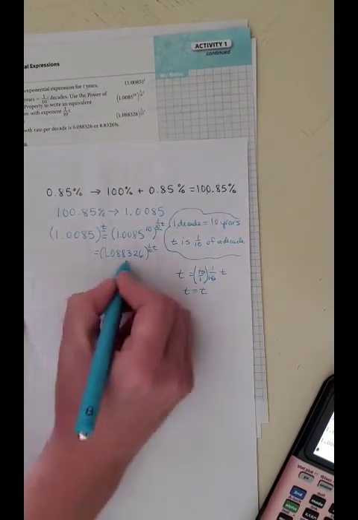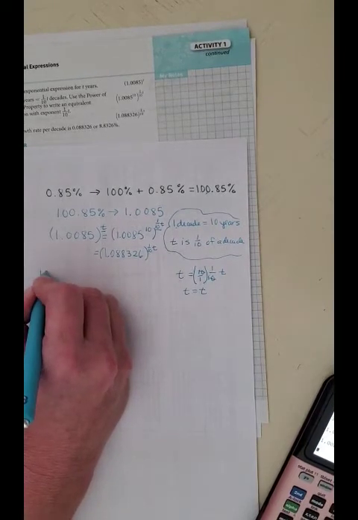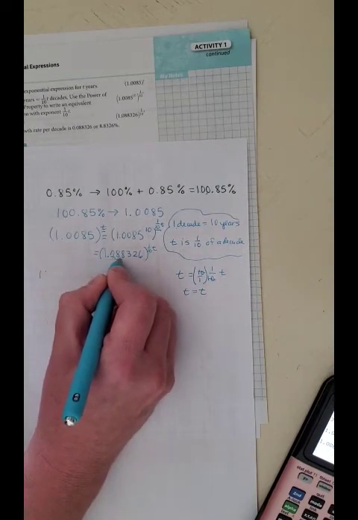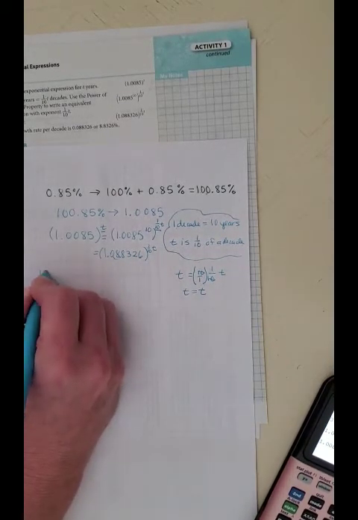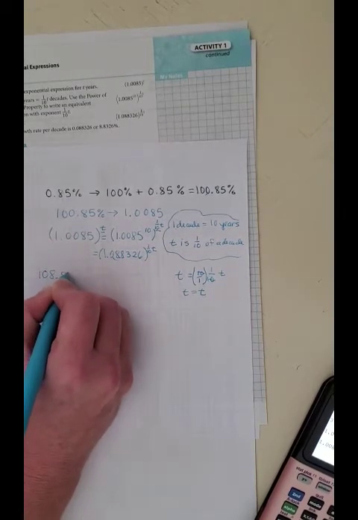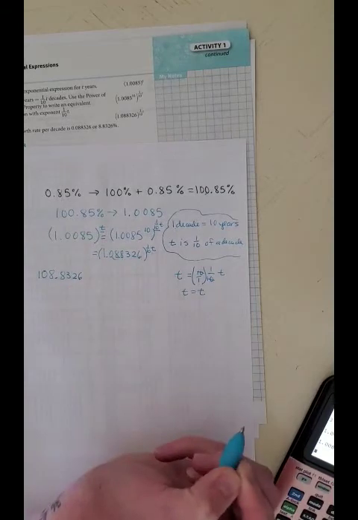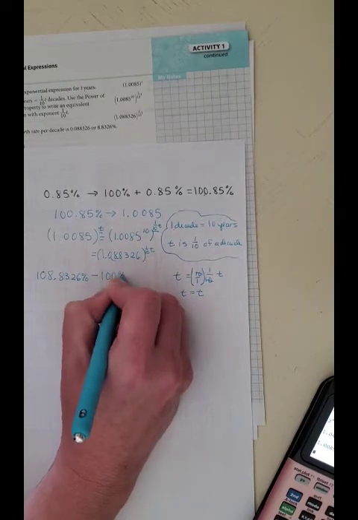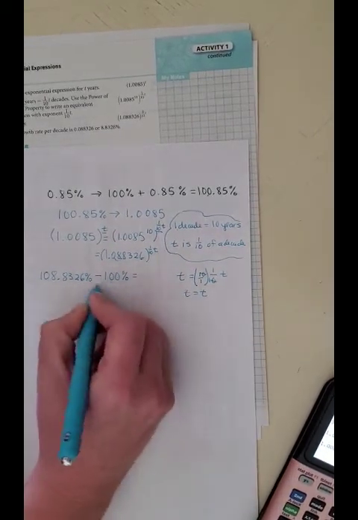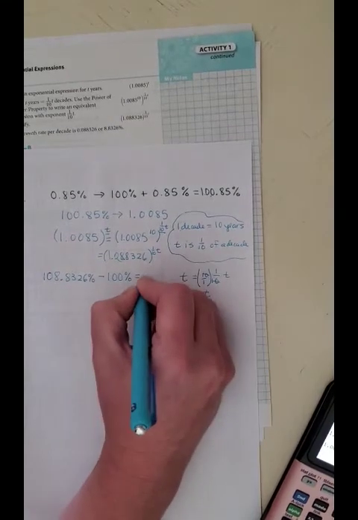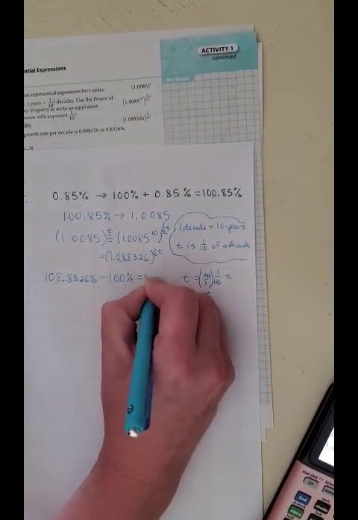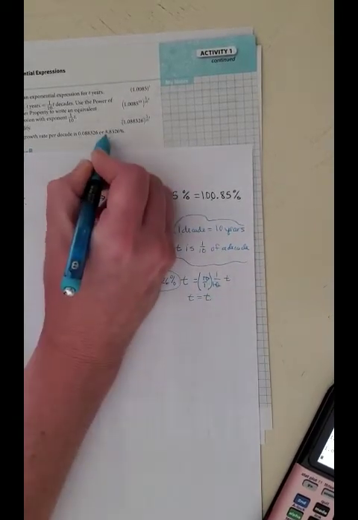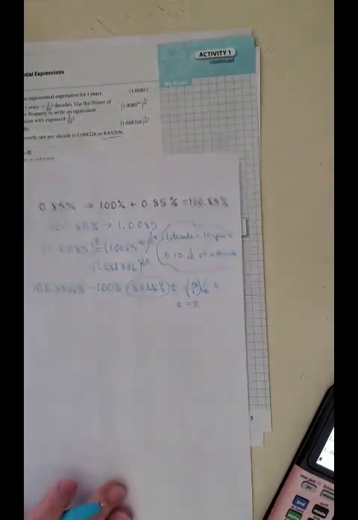Remember that we have to take the 100 as a percent, right? This would be, move the decimal 2 places. So this would be 108.326 percent minus 100% for the original population, which would give us a growth rate of 8.326%. And there is our final, right? That is our final percent.